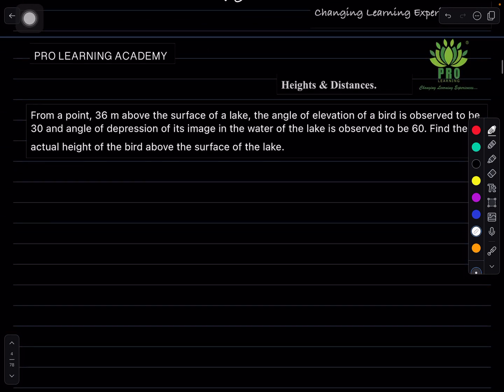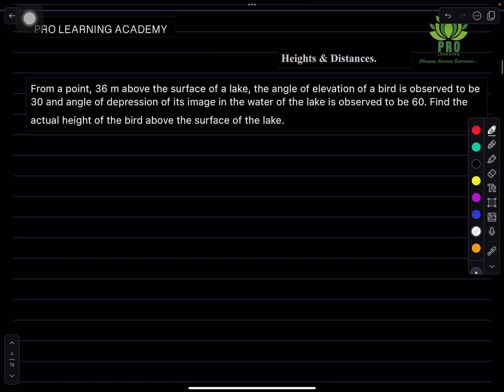Let's consider a problem. The problem says, from a point 36 meters above the surface of the lake, the angle of elevation of the bird is observed to be 30 degrees and the angle of depression of its image in the water of the lake is observed to be 60 degrees. Here we should have degrees. Find the actual height of the bird above the surface of the lake. So here we will have to use some bit of physics as well.